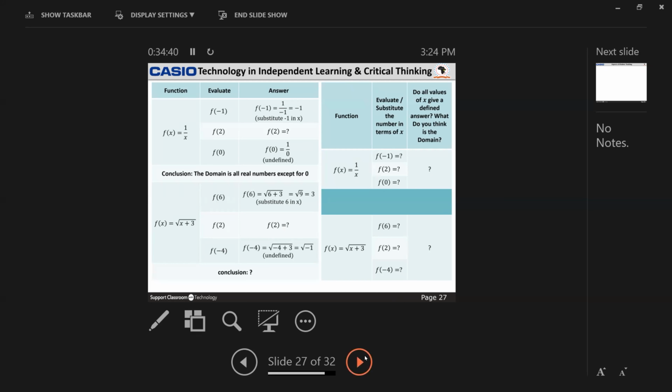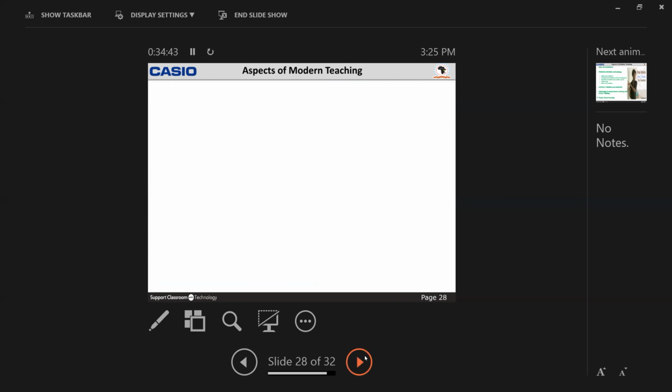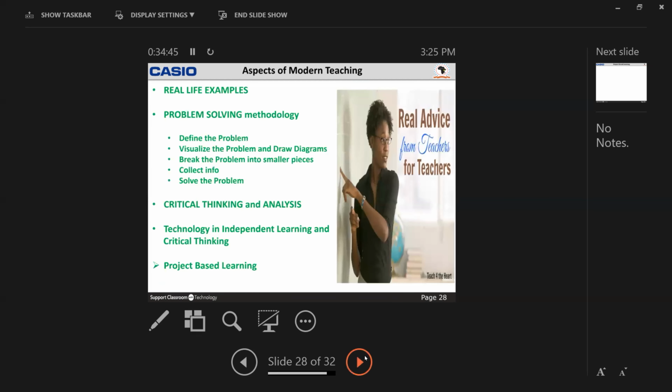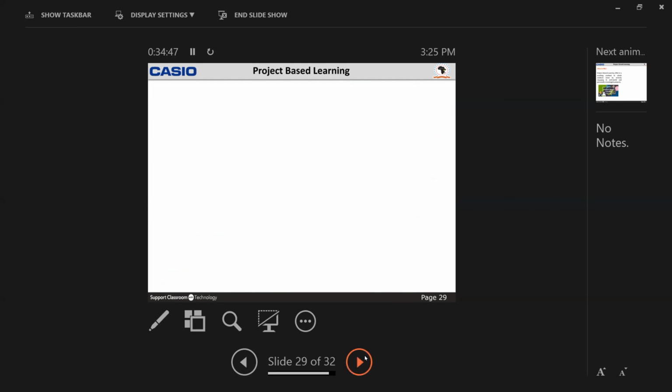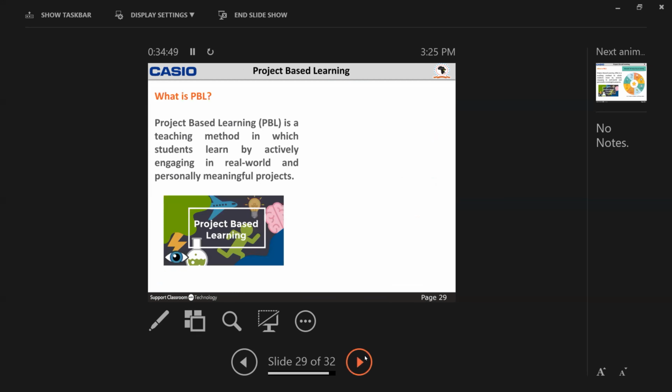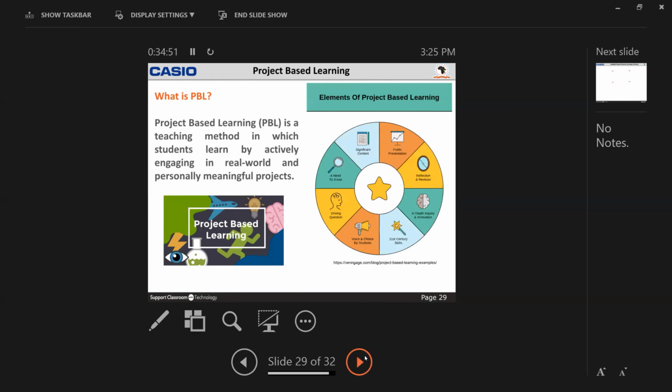To move forward, the last aspect is project-based learning. This is a very trendy and new aspect in education. Project-based learning is a method where students engage in the real world and do projects. So students don't need to only do exams and take grades. Students can go and explore. They can choose their topic, or the teachers also can give them topics. They can go and learn through projects.